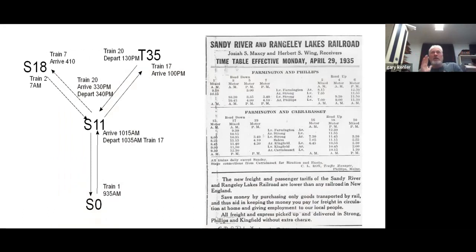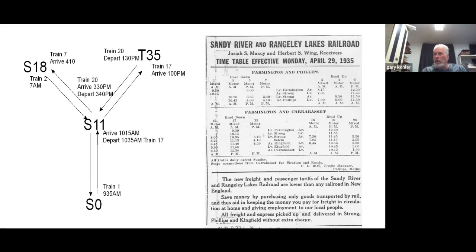Anyway, the timetable that you're looking at happens to be the very last published public timetable of the SR&RL. Now, unfortunately for me, this fits into my whole conspiracy thing about why the SR&RL quit running, which I'm going to save for another Zoom thingy down the road. Anyway, this is the very last public timetable that the SR&RL actually published, April 29th, 1935. We're getting pretty late here, and I've got this all broken down, so we'll be able to go through this whole thing.